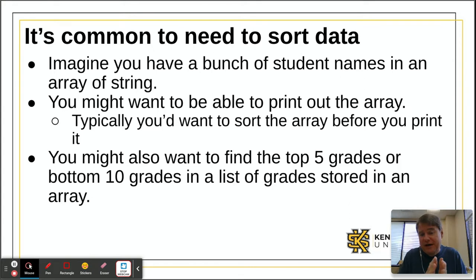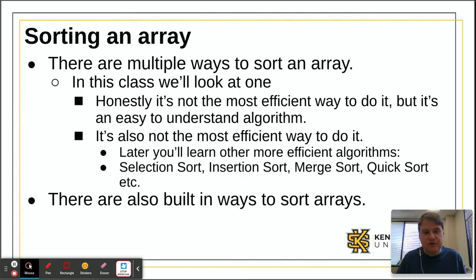Another example might be if I had all the grades from a test in an array, I might want to be able to sort the array and pull out the top 5 or the bottom 5 or the bottom 10 or some other combination of grades out of the array. So once it's sorted, I have options on how I can pull stuff out of there.